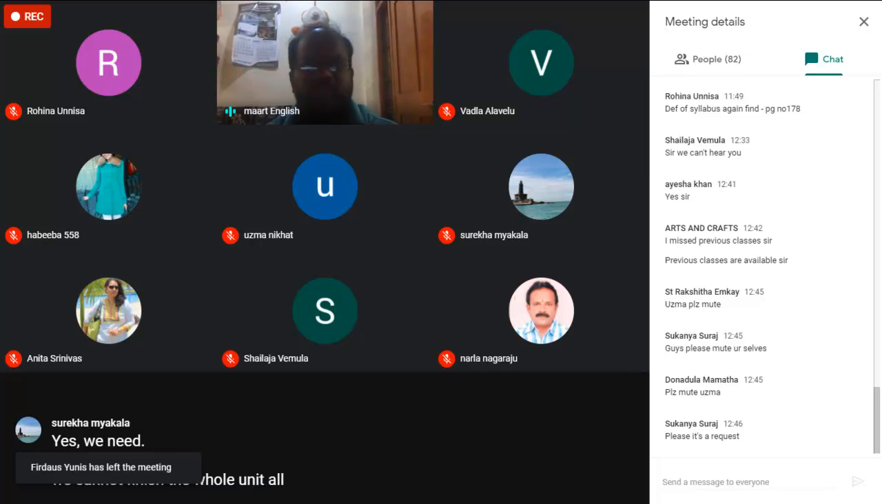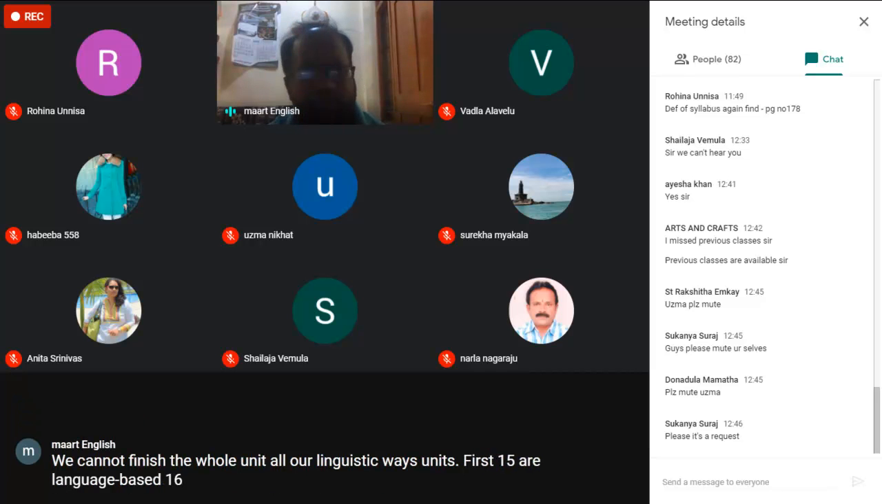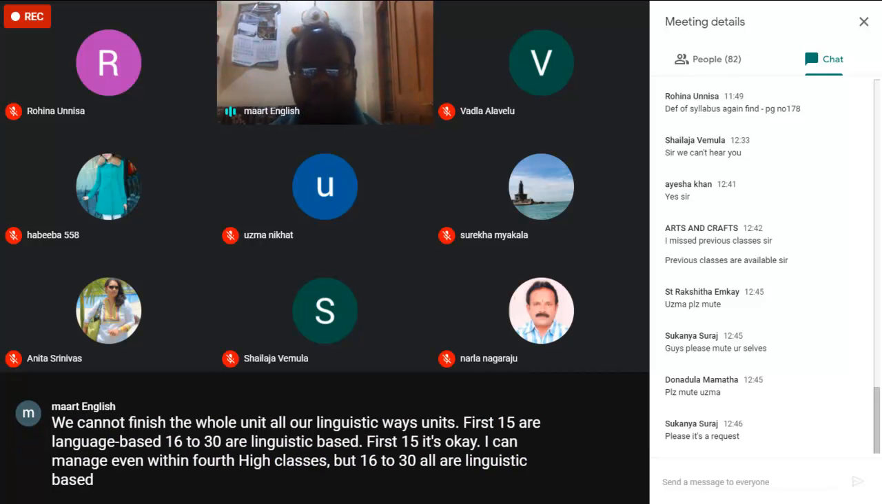All are linguistic based units. The first 15 are language based, 16 to 30 are linguistic based. The first 15 are okay, I can manage even within 4-5 classes. But 16 to 30 are all linguistic based. I want 3 classes to finish paper 1.